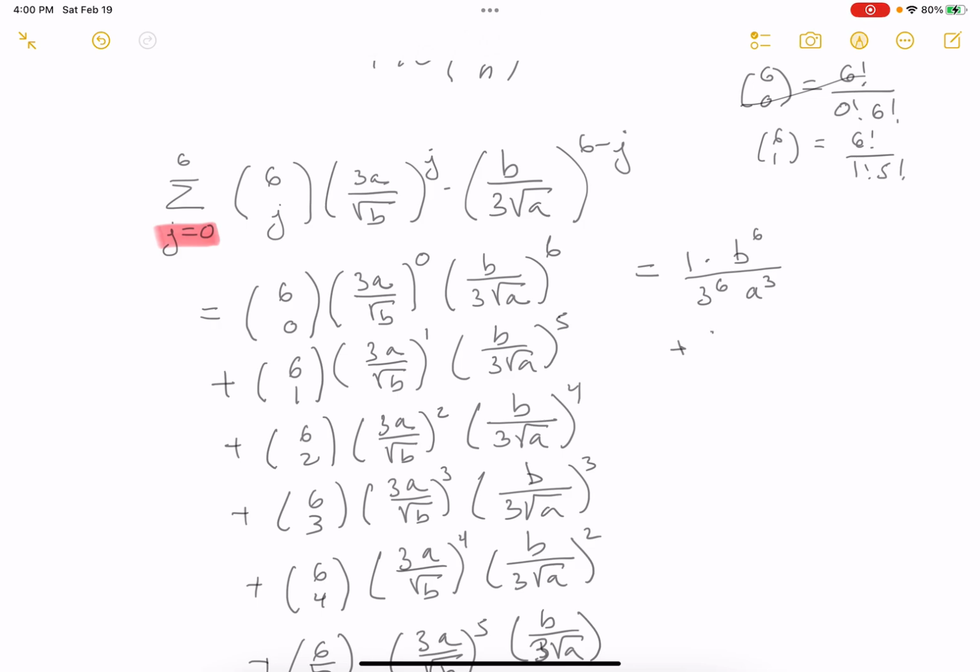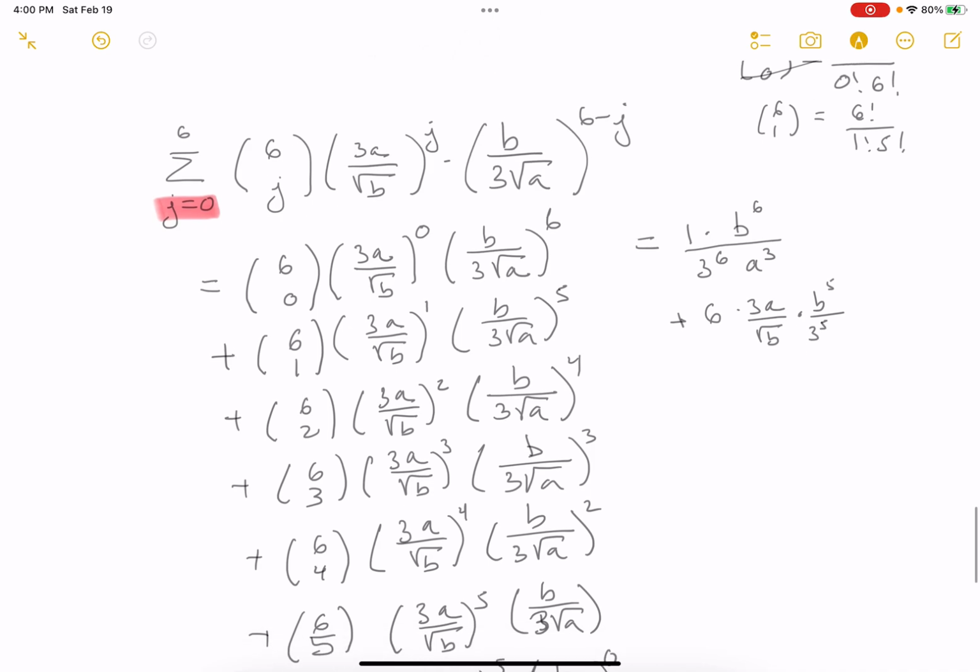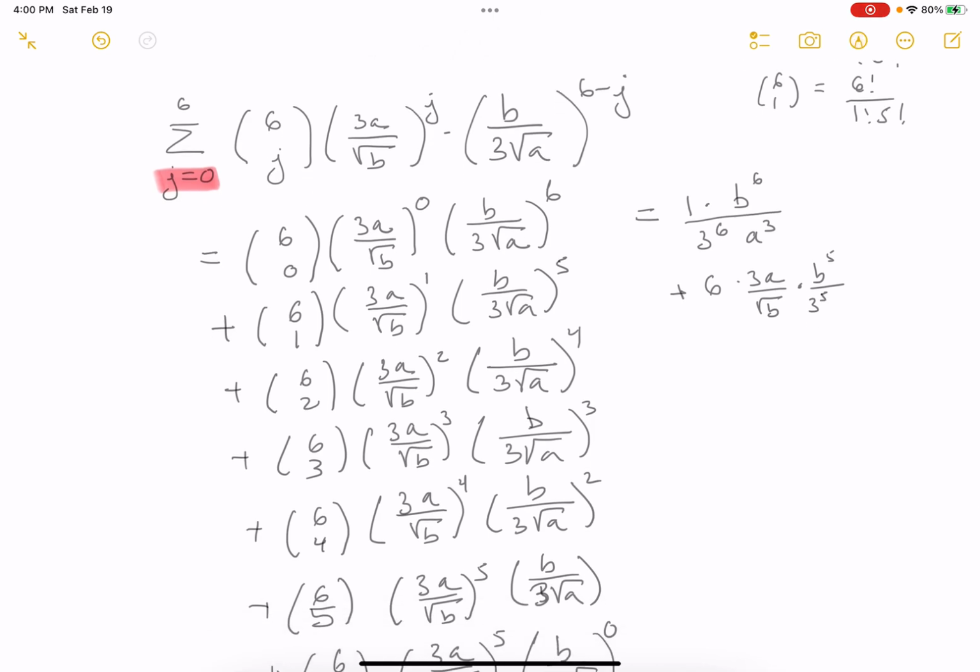We get 6. Now, I got to be careful here. We do get 3a. And what do you get in the bottom? You get the root of b. I get b to the 5th. It's not easy, though. 3 to the 5th power. I don't think I want to do much simplifying. I just want to write it. I want to expand it. That's all I want to do.